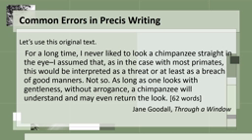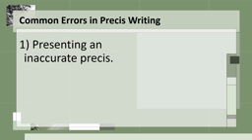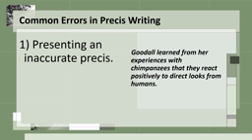Let's have this original text. So I want you to read it. It's by Jane Goodall, Through a Window. Pause and read. Okay. Now, first error in précis writing. When you present an inaccurate précis, this is a result of maybe wrong understanding or misunderstanding or wrong comprehension of the text. Example: Goodall learned from her experiences with chimpanzees that they react positively to direct looks from humans.